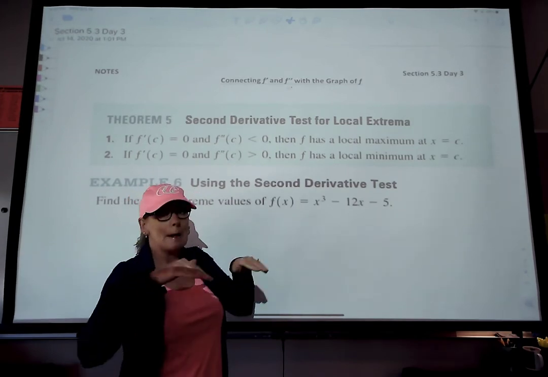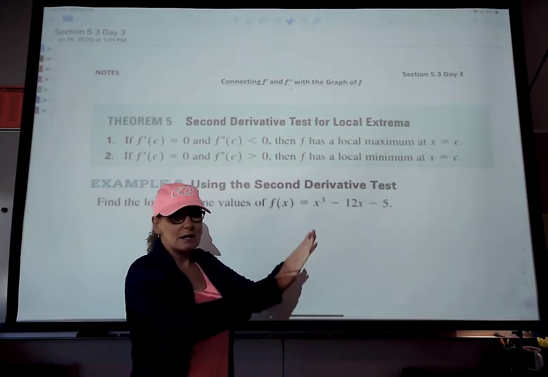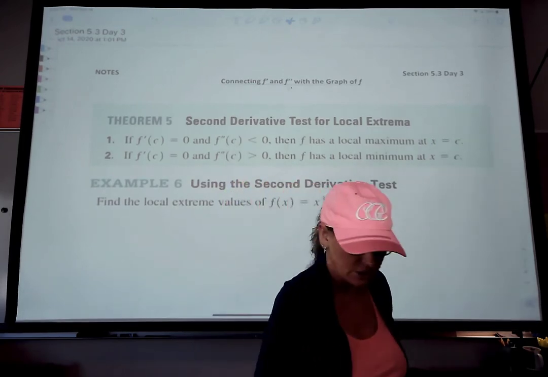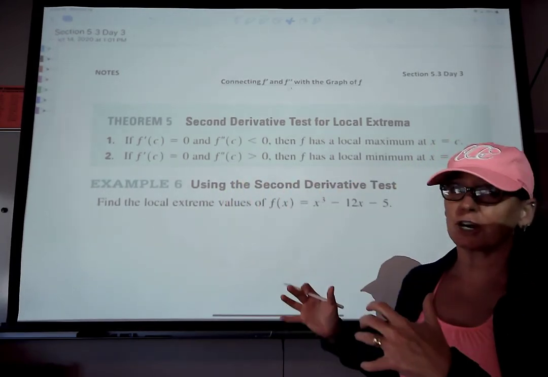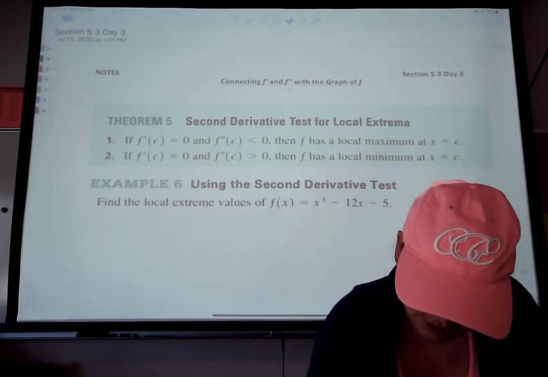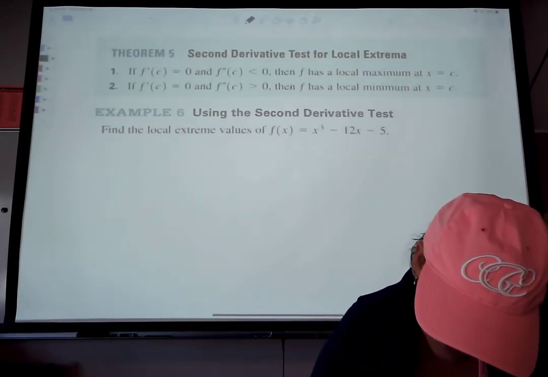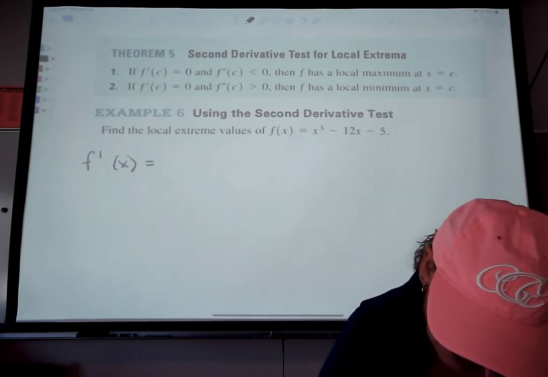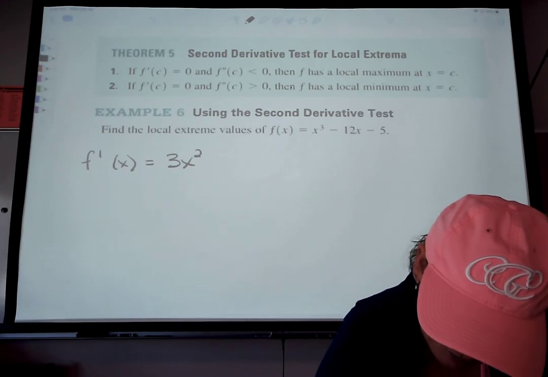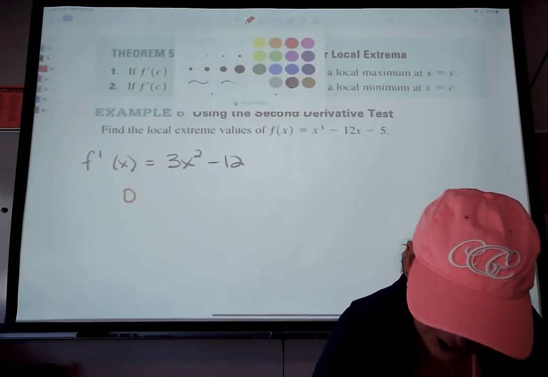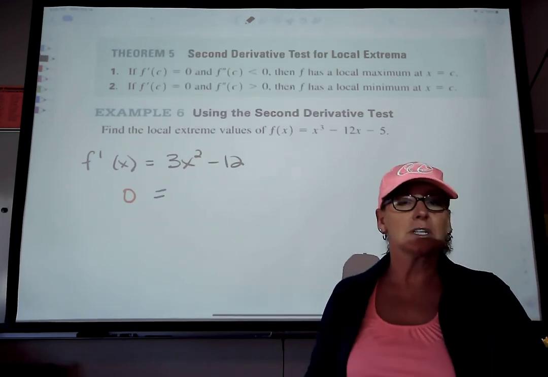Let's look for mins and maxes using a second derivative. So, we still have to go through our first derivative. We still have to get our critical values. So let's do that. Our first derivative is 3x squared minus 12. We still need to get our critical values, so check where it equals 0, check where it blows up.